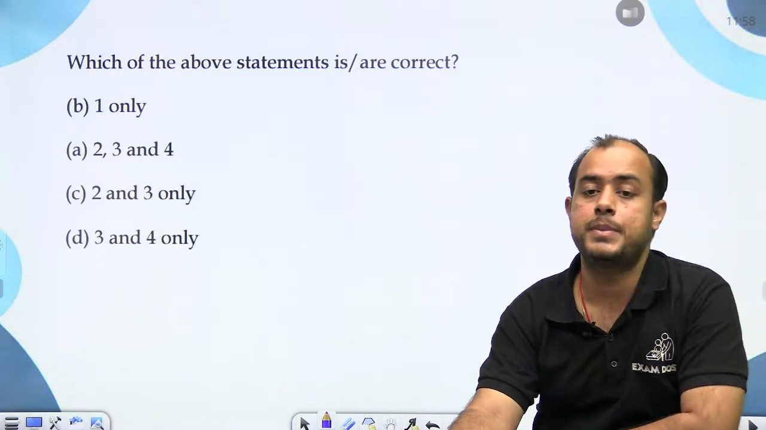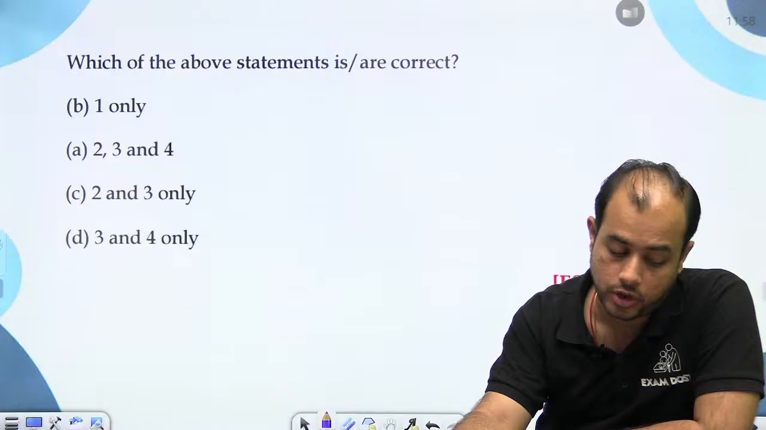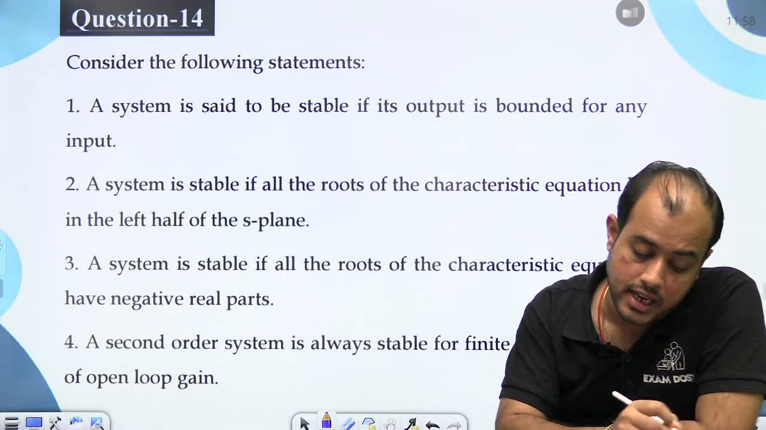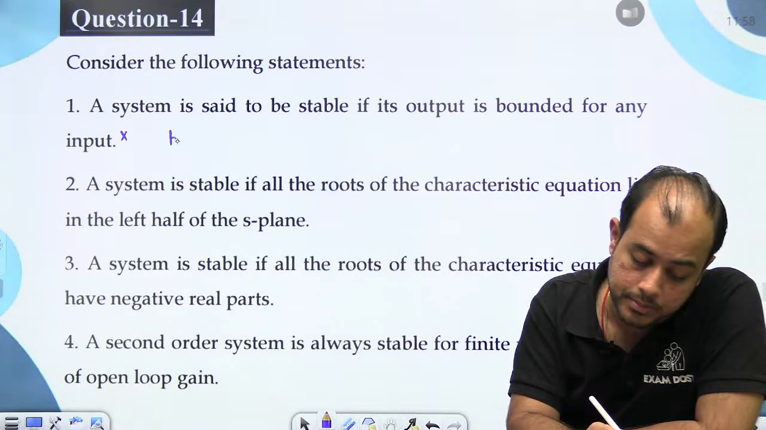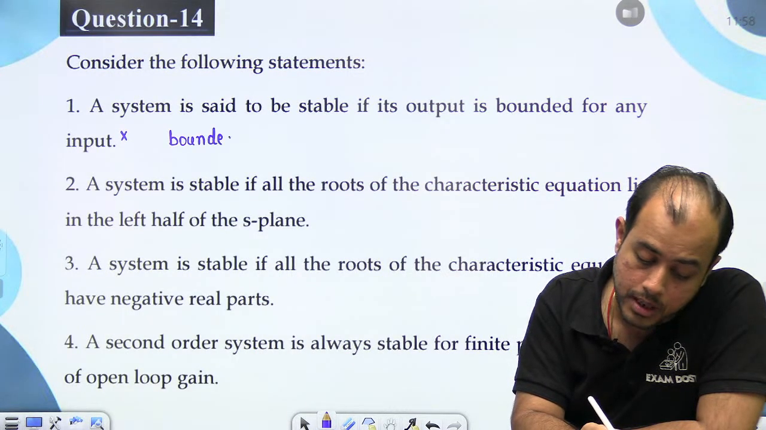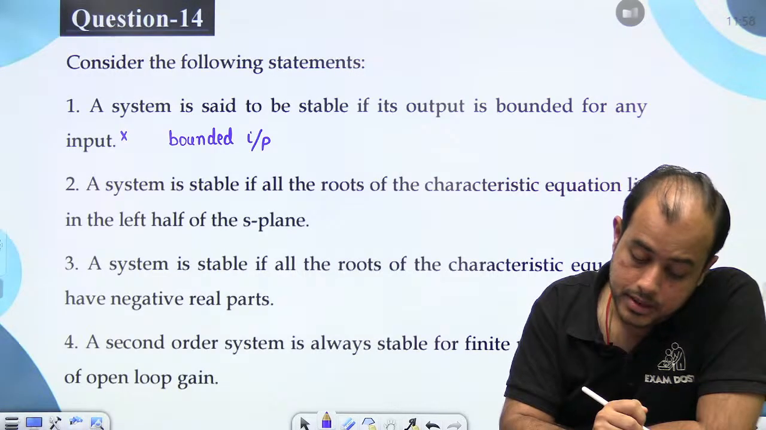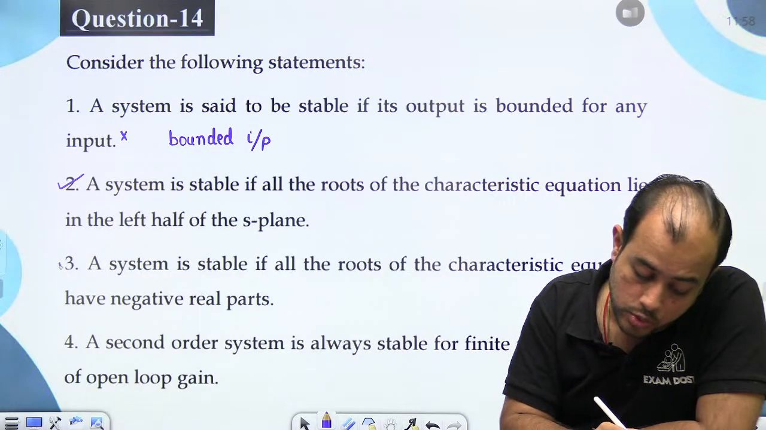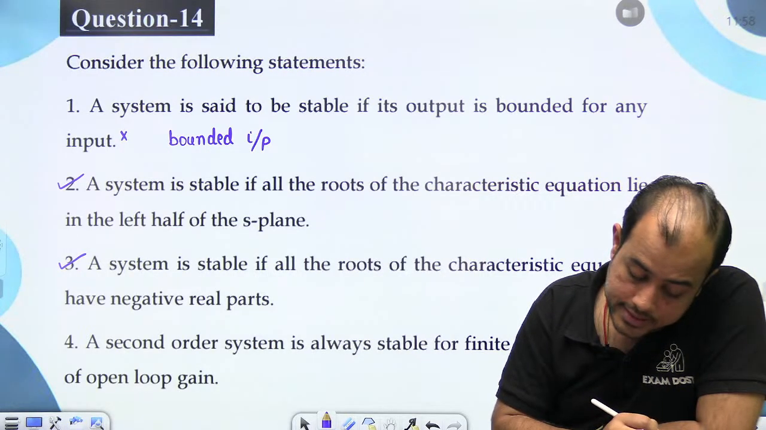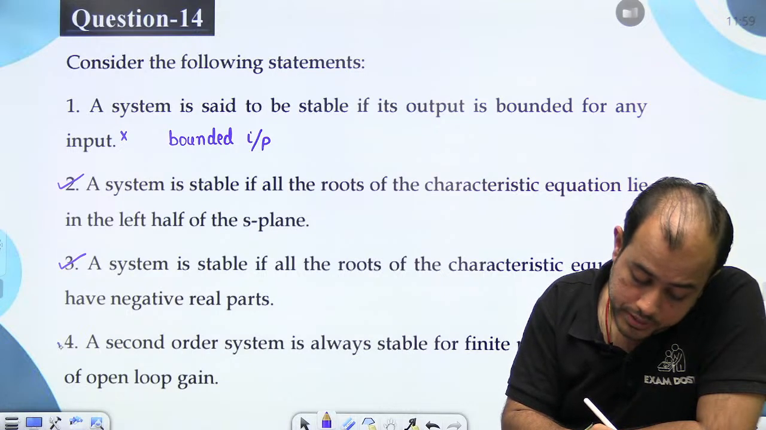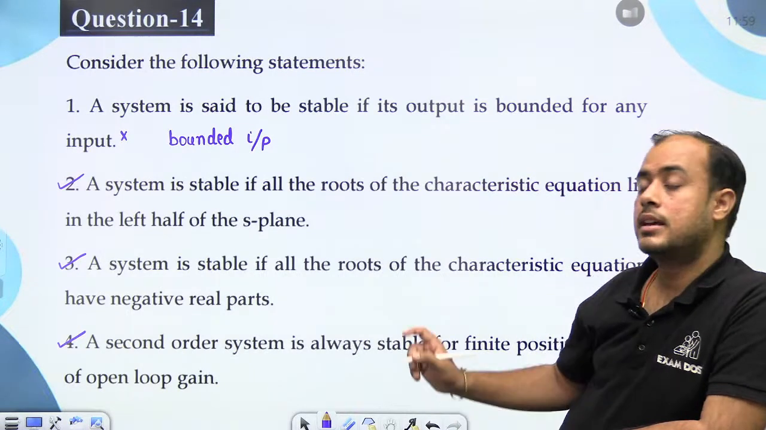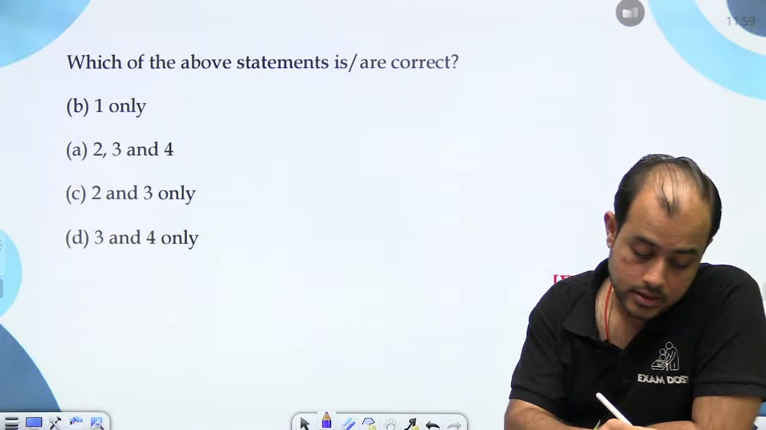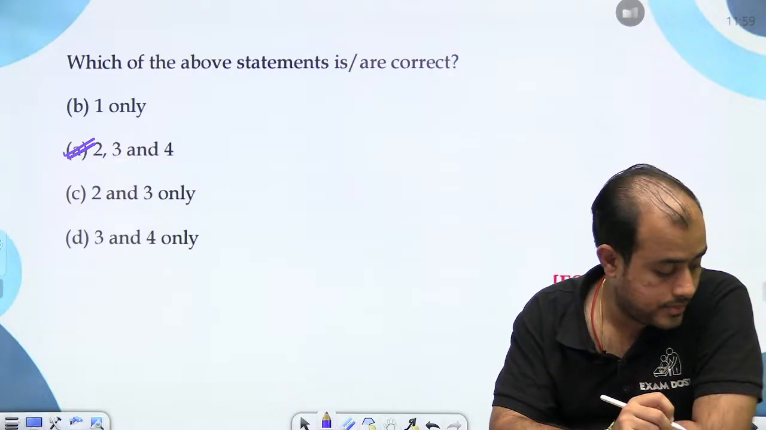Consider the following statements. Which statements are correct? For ESE 2009, a system is said to be stable if the output is bounded for any input. Bounded input, not any input. System is stable if all roots lie in the left half plane, if all roots have negative real part. A second order system is always stable for positive values of open loop gain. तो अगर gain positive रहेगा तो second order system stable रहेगा. So the answer should be 2, 3, 4.